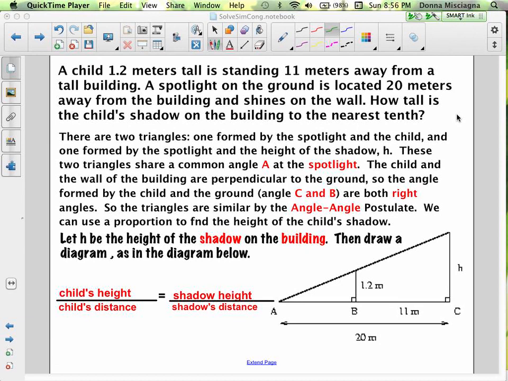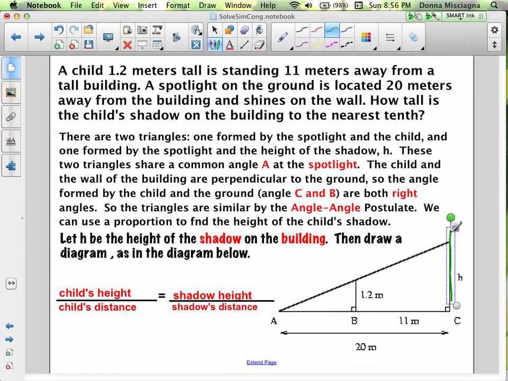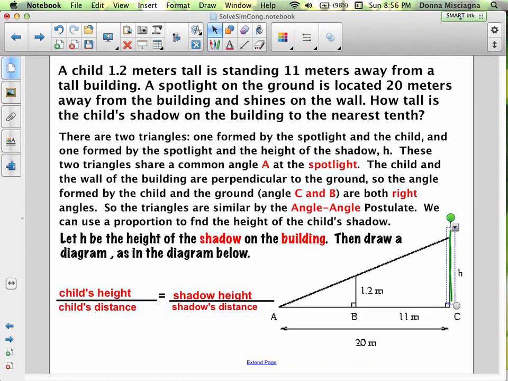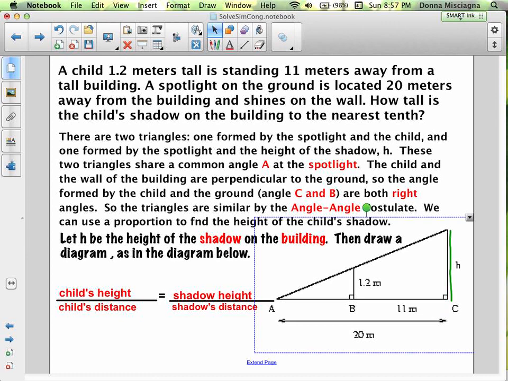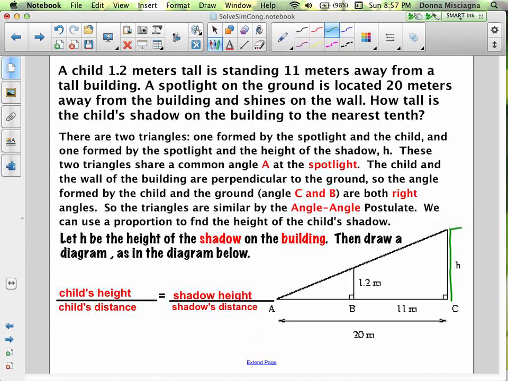If I didn't have a picture here, I would draw, there we go, and my whole thing moved down. Let's just move that back up again. So I would draw a building. I don't necessarily draw a triangle at first. I just draw what's there. So I have a building here. This is the building.